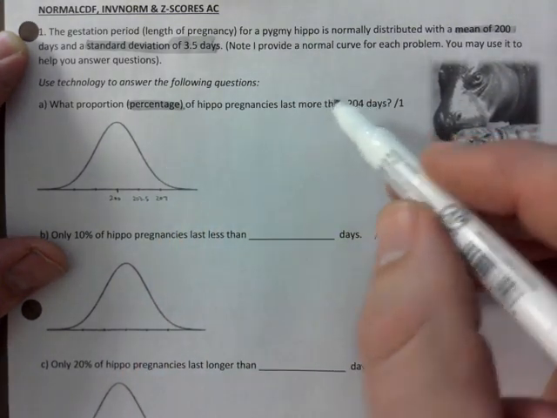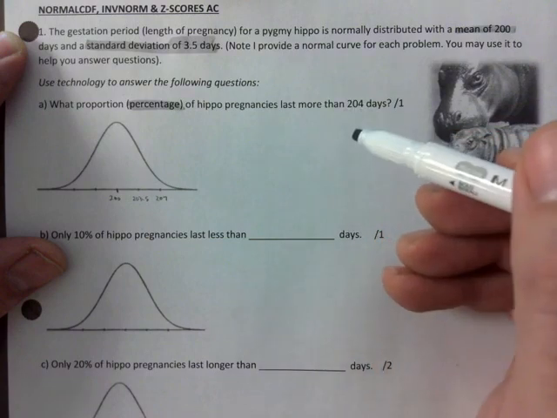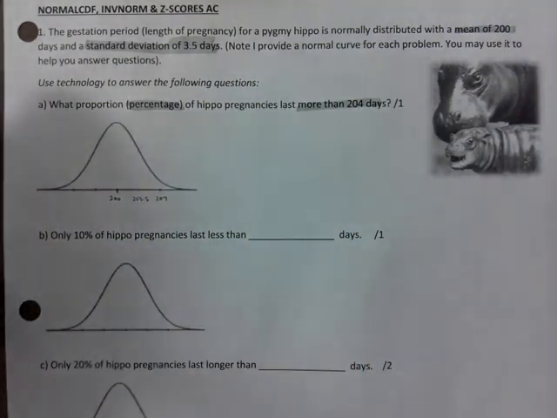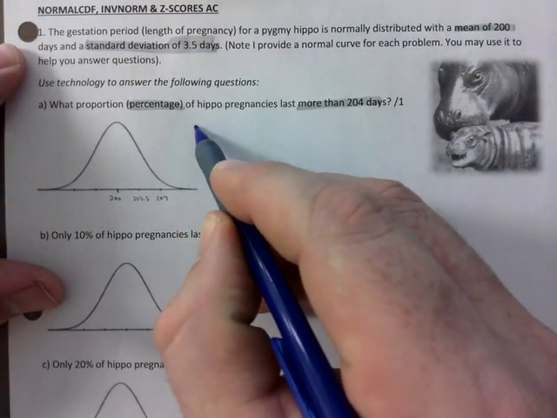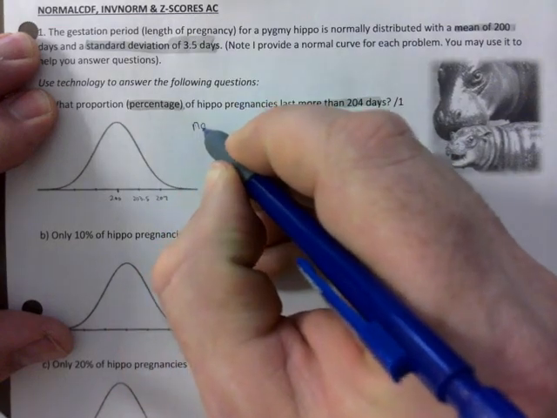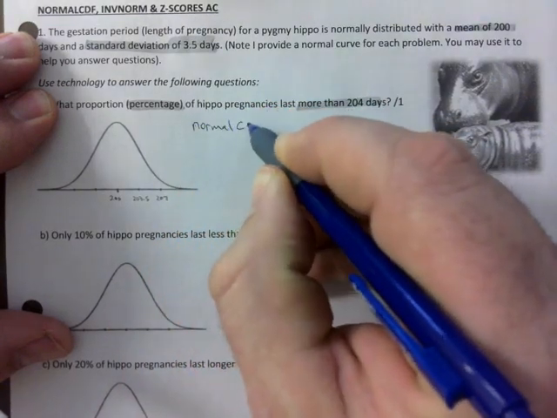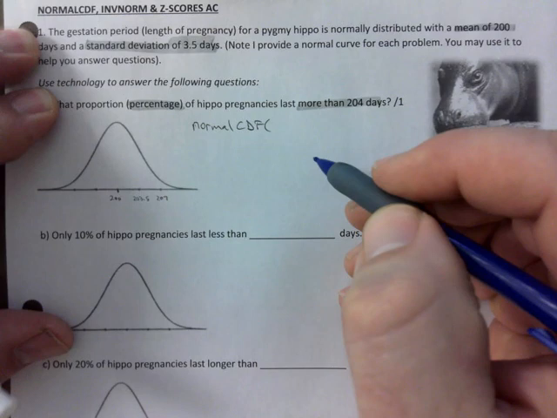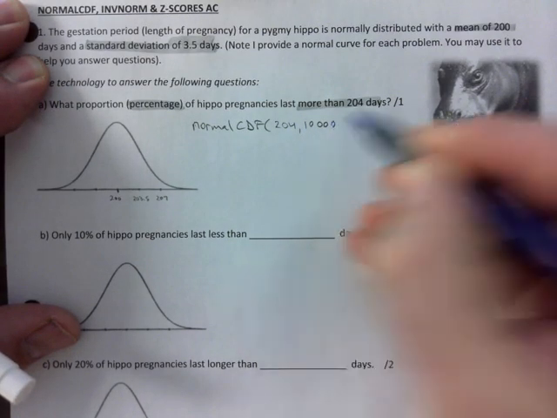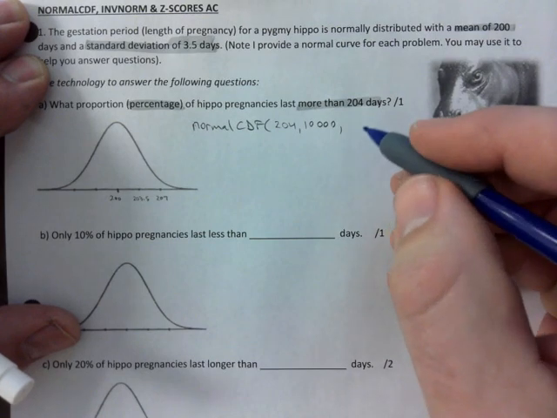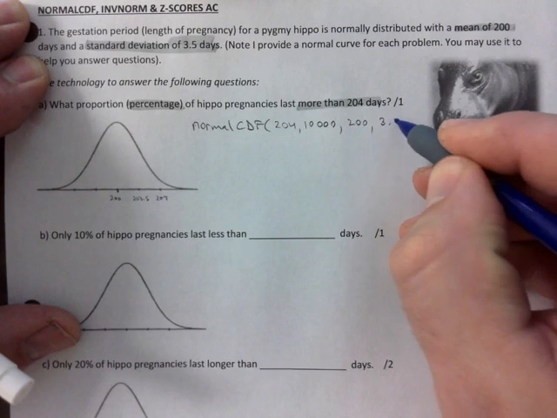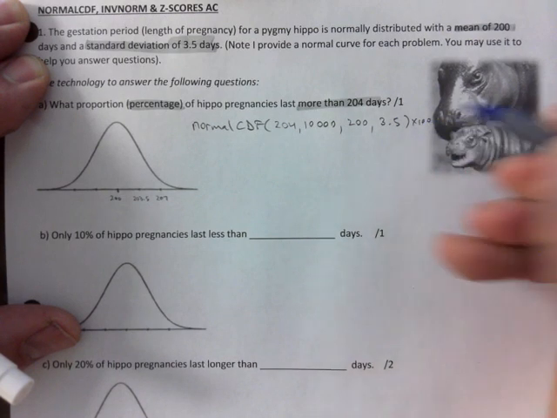Where a pregnancy would last more than 204 days, that would be normal CDF. So we have, let me put my key in front here, normal CDF. And I need you to show me the entries. So 204, and then 10,000 perhaps, or 100,000. 200 would be the mean, and 3.5 is the standard deviation.